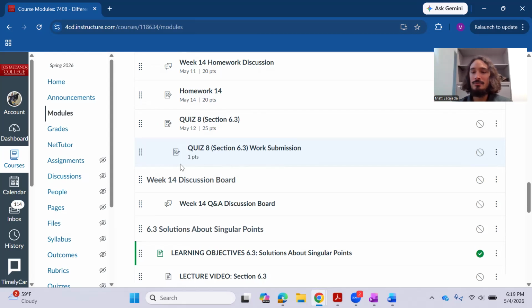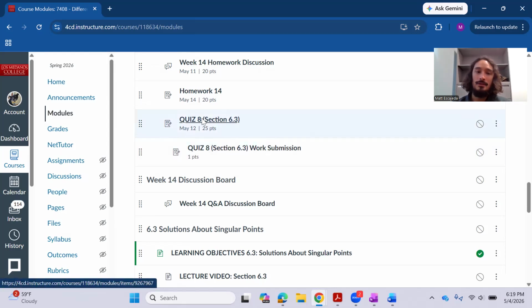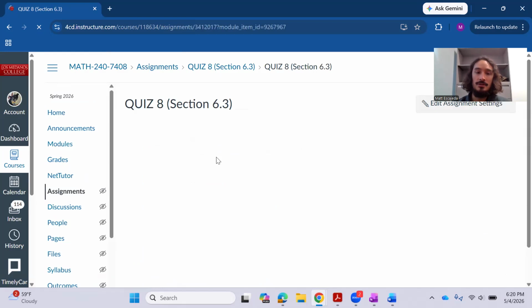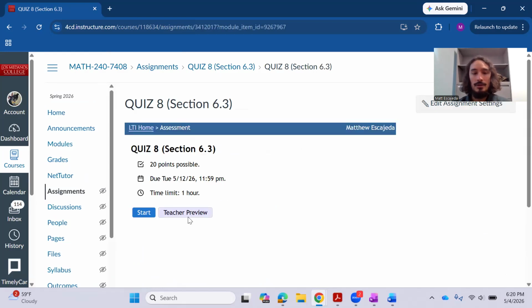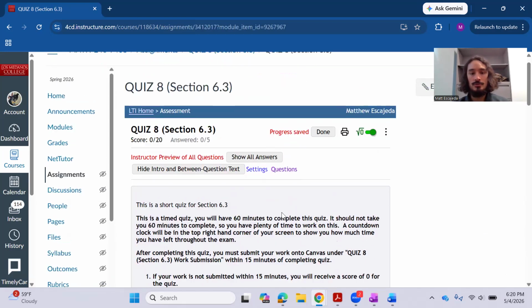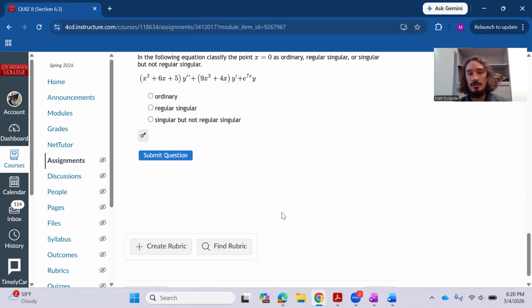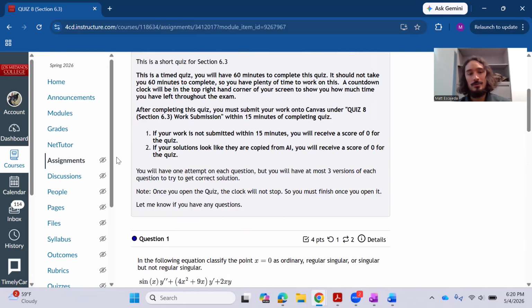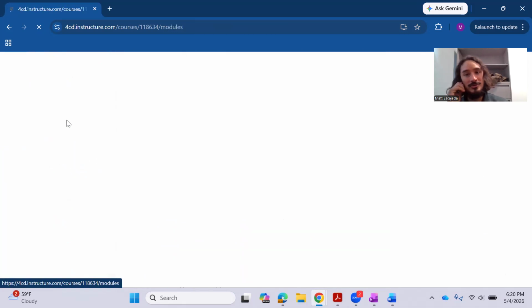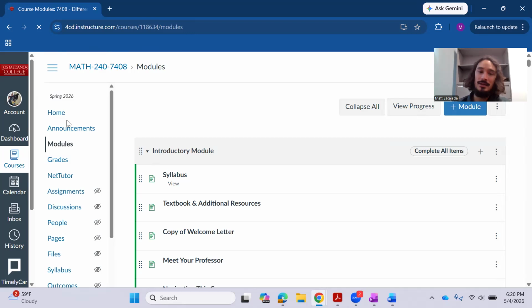I still have the hour timer, but it'll probably take you about 5 minutes. You're just practicing working with regular and irregular singular points. So I could click on that really quick. Start, and yeah, it's just classifying them. That's pretty much all the quiz is. I don't want to assign one of these problems because they just take too long. That's why I only assign two for the homework. I just want you to do maybe two examples like I do in the notes, just to get the idea of it. But these just take way too long.